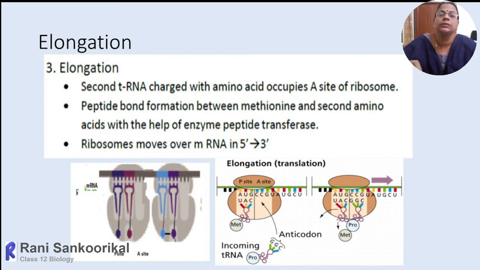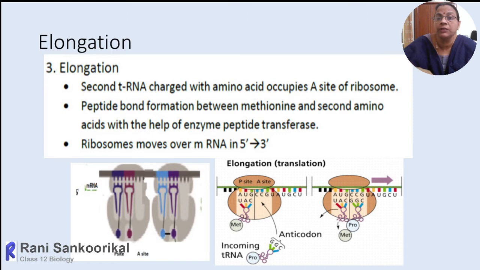As soon as the dipeptide formation takes place, the bond between the first tRNA and the first amino acid will break with the help of energy, and that bond will break and release the energy. That means between tRNA 1 and the methionine the bond will break, and then the uncharged tRNA will move out of the P site, and the ribosome along with the second tRNA and the dipeptide at the 3' end will move one codon ahead in the 3' direction.